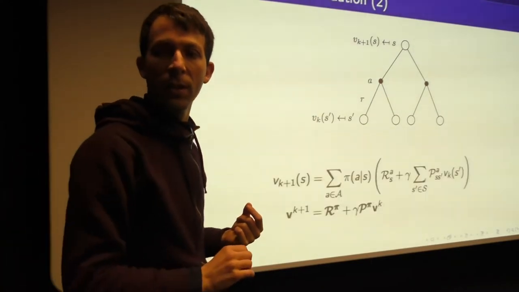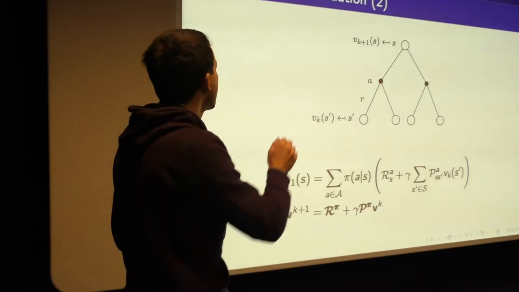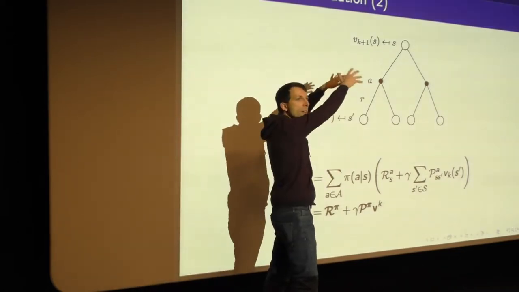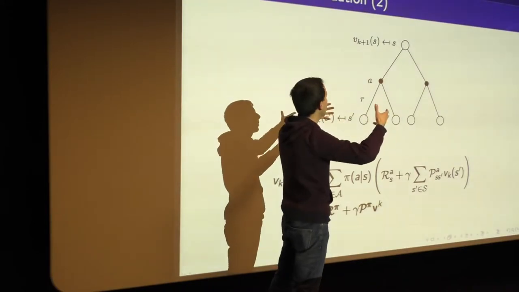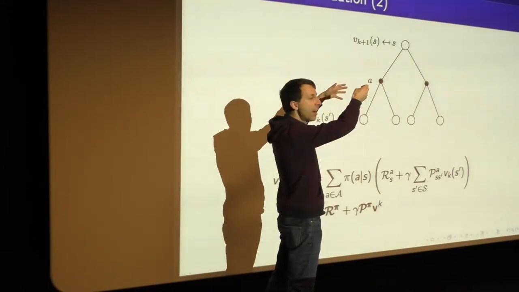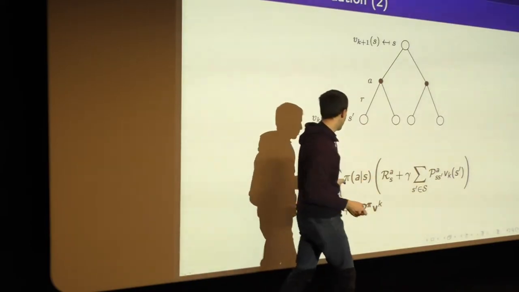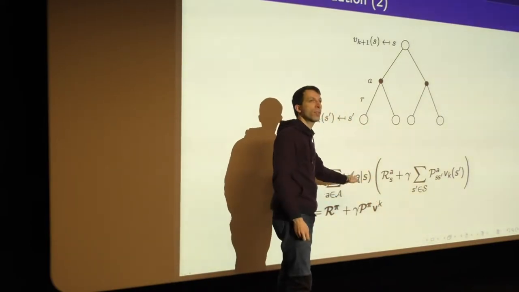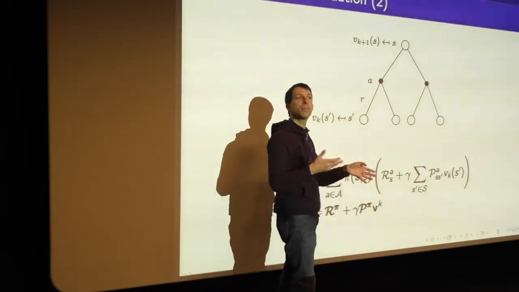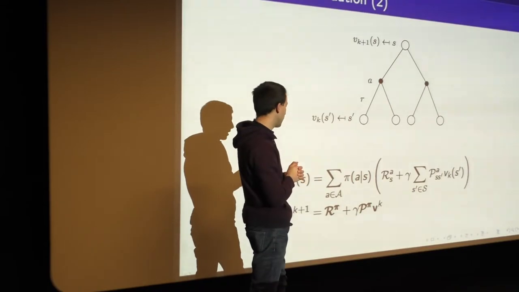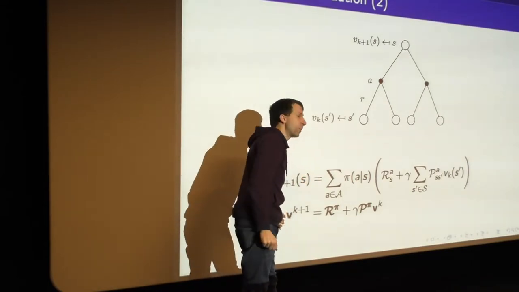So all we're going to do is take our Bellman equation that we had before. If you remember, this was our look-ahead tree that showed us how to compute the value function. This was the Bellman expectation backup, so-called expectation because we've got an expectation over our actions rather than a max over our actions. The max gave us the optimality equation, the expectation gives us the Bellman expectation. And this was the vector form of the same thing.